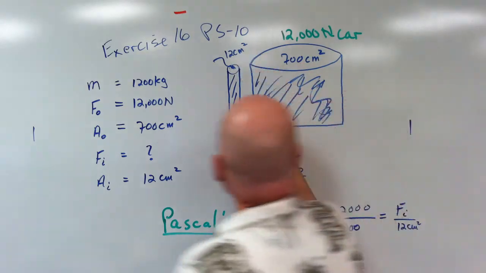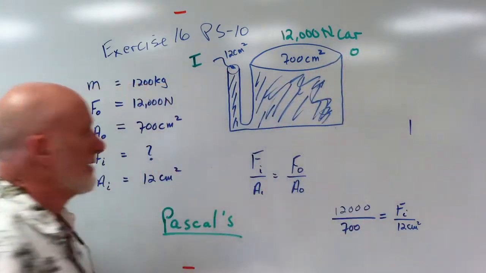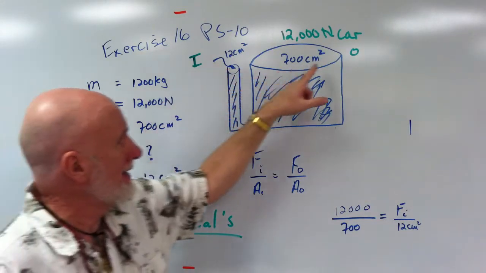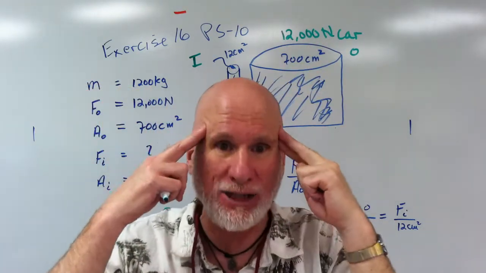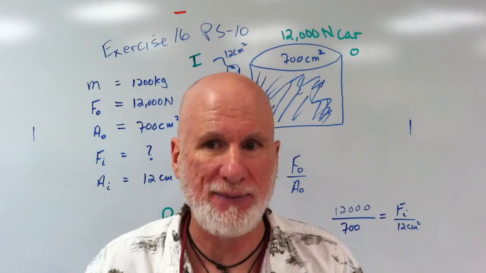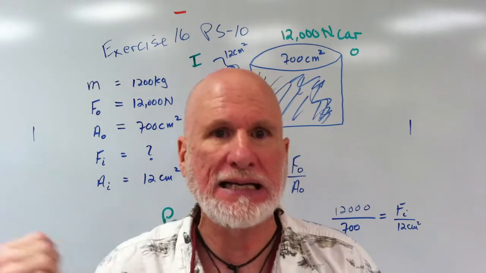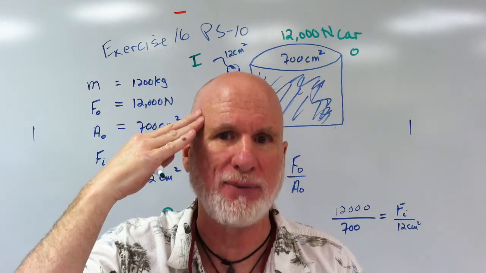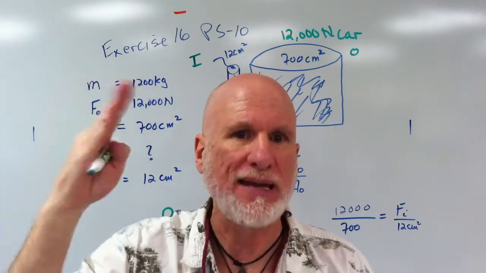So this is the input, this is the output. The input area and the input force are here. The output area and the output force are here. That's the actual job you want done. 700 square centimeters is the output piston, because that's getting it done. So what do I want? Well, I want a 12,000 Newton car raised up. That's the job. So that's going to be the output force.